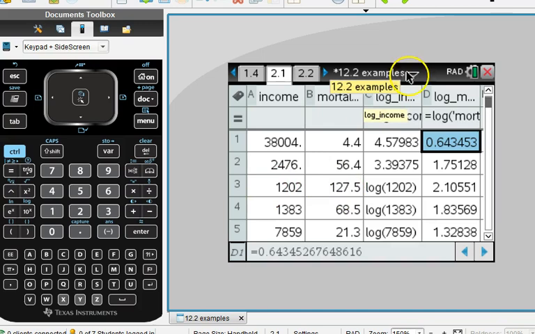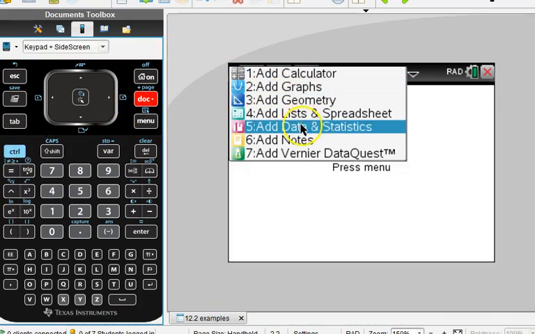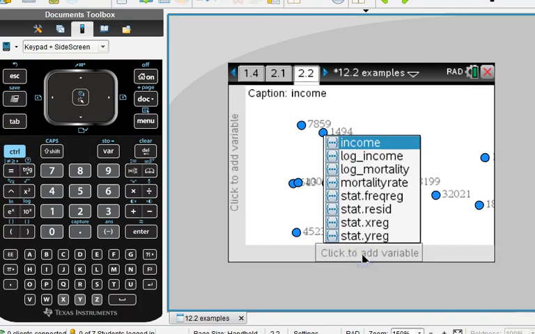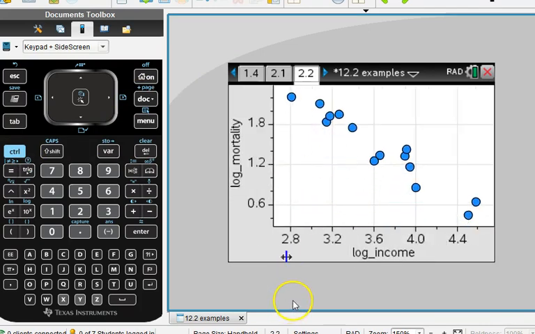Now if I make a graph of log of income versus log of mortality rate instead of just income and mortality rate, then we'll see that it straightens out the data. So here's log of income, log of mortality rate. Notice now my very strong, what looked like a power function here, has become very linear.